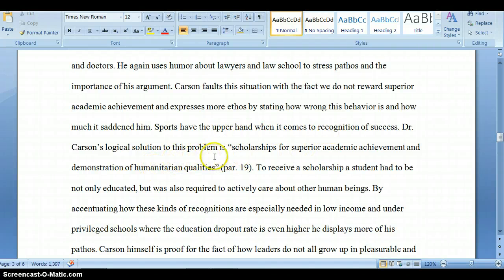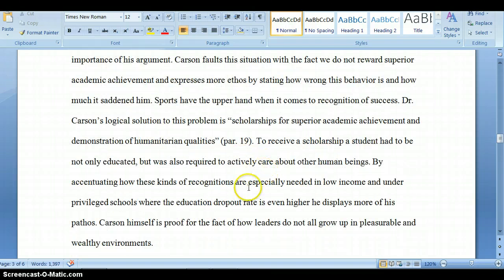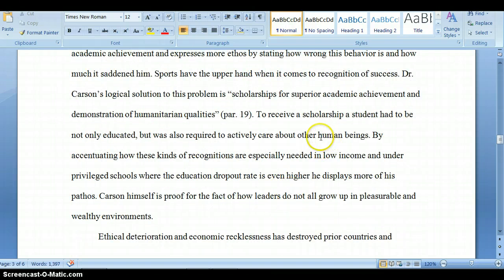Dr. Carson's logical solution to this problem is, again, a nice embedded quote, scholarship for superior academic achievement and demonstration of humanitarian qualities. And again, this shows where it came from on the transcript. To receive a scholarship, I probably put a comma here, a student has to be, and we want to keep that in present because it's still ongoing, not only educated, but was also, okay, I think what he's trying to say is that to receive a scholarship, a student should be not only educated, but also required to actively care about other human beings.